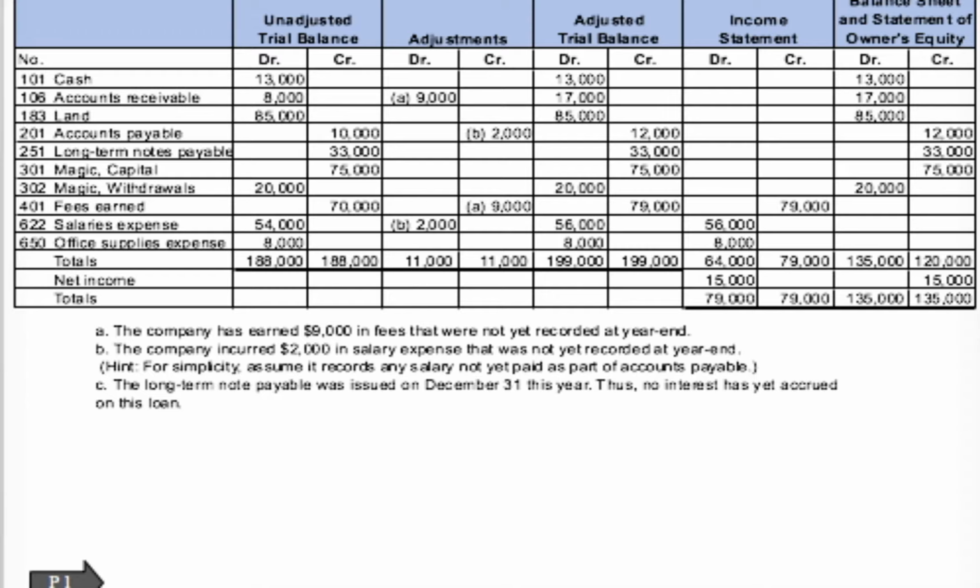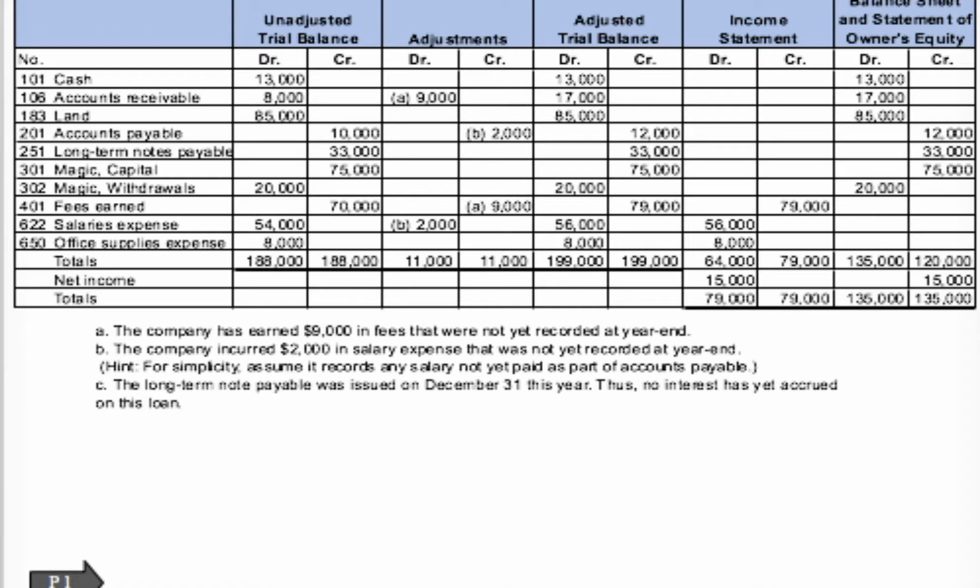Fees earned, a credit balance of $70,000 plus $9,000 results in $79,000 total. Salaries expense was $54,000 plus $2,000 for $56,000 total. Office supplies unadjusted. A total of adjusted debit balances of $199,000 and the same for credit balances.